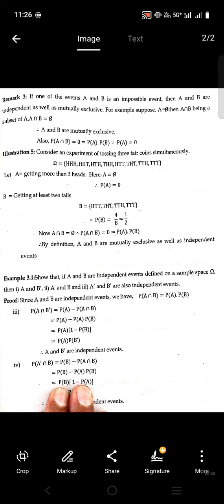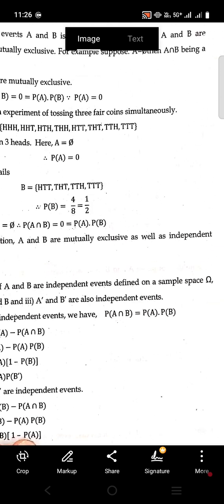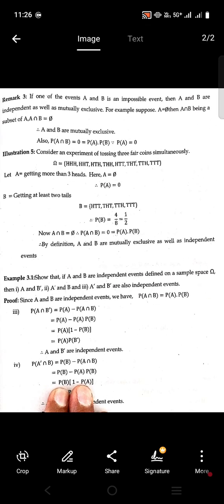Good morning. In this lecture, we also study that if one of the events A and B is an impossible event, then A and B are independent as well as mutually exclusive. For example, suppose A equals the empty set. Then A intersection B, being a subset of A, is the empty set, and therefore A and B are mutually exclusive.